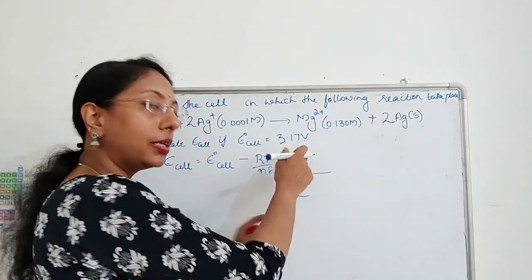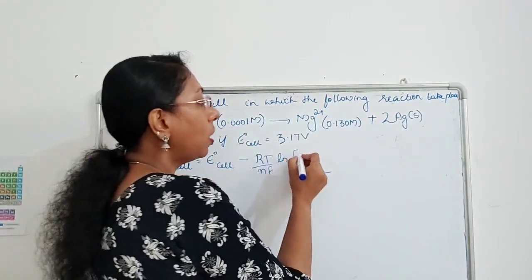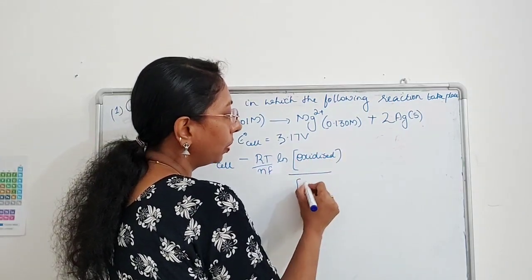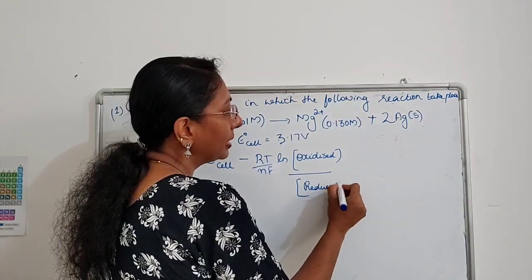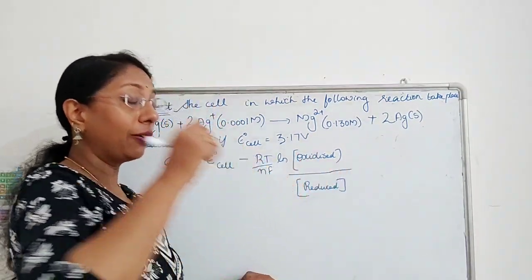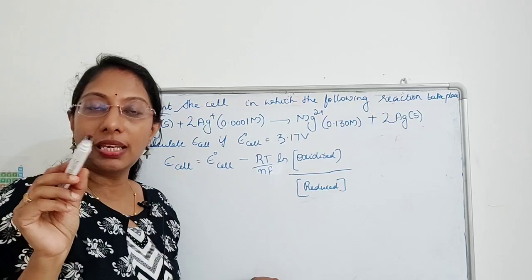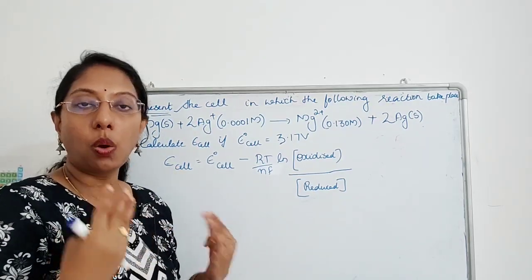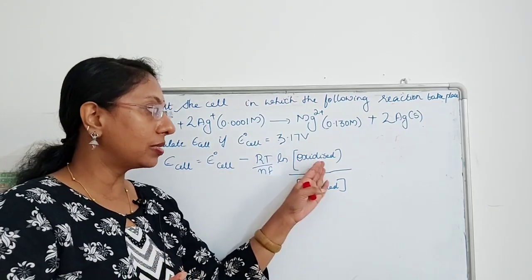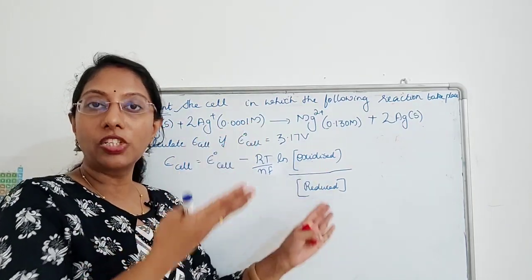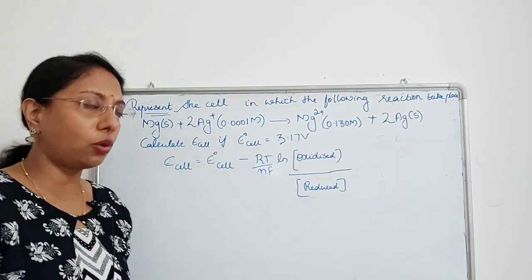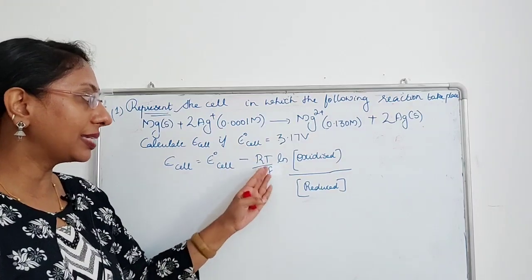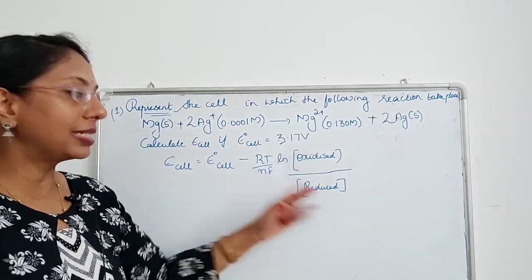What will we write in the numerator? It is our oxidized state, and in the denominator we will write the reduced state. For the detailed explanation of this Nernst equation, I have already done a video. I will just give the link so you can watch it and clear all the doubts. I have a detailed explanation of how the Nernst equation is derived and why the oxidized state is in the numerator and the reduced state in the denominator. So you can watch it. If not, you can learn this equation: E cell is equal to E0 cell minus RT by NF ln oxidized state by reduced state.